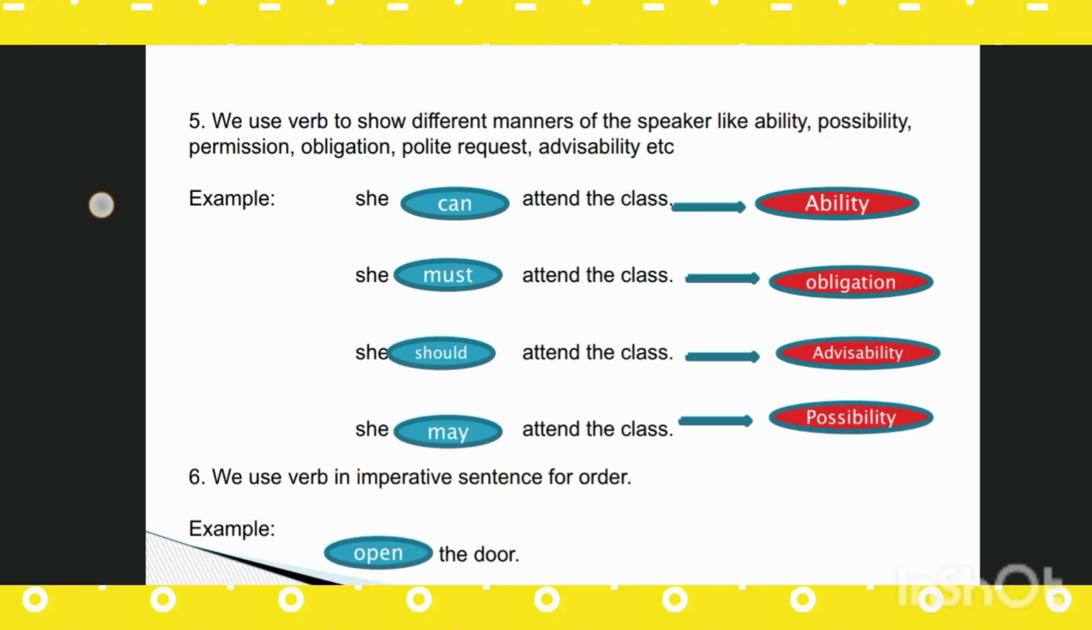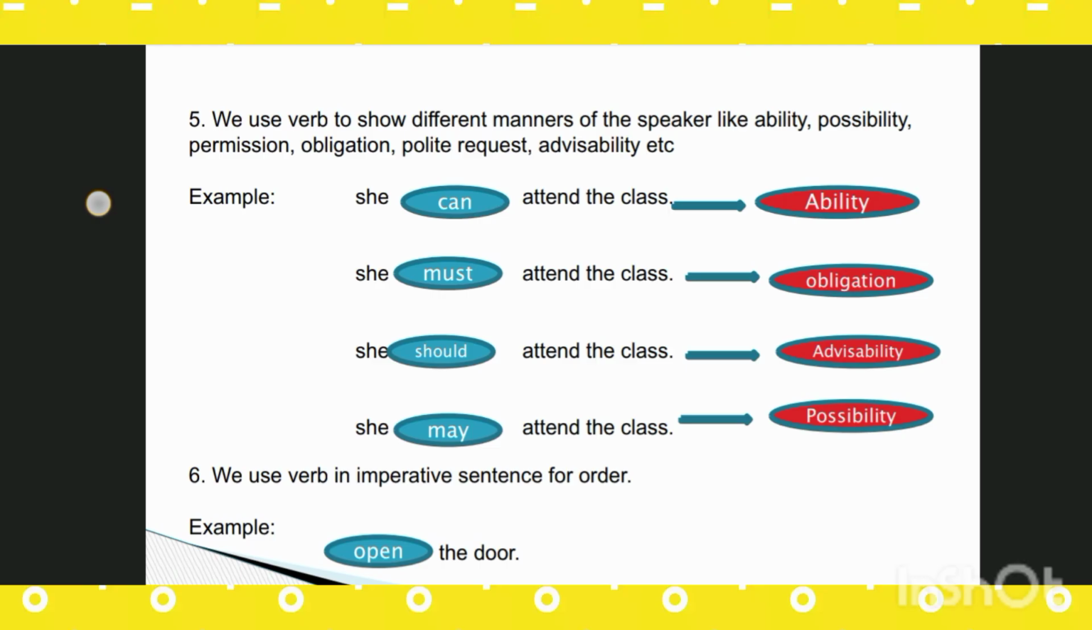I want to make examples so we can easily understand, because I want to make a chart where we write in red color and blue bracket. She can attend the class. She can attend the class, because can is used for ability. Can shows ability.